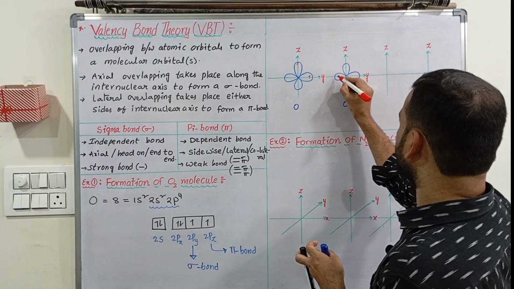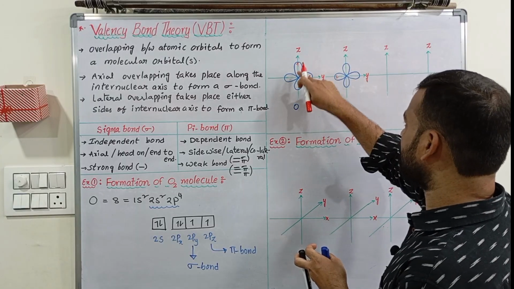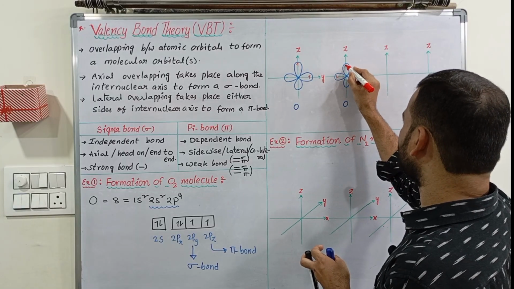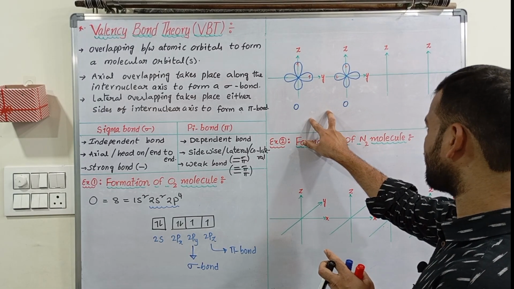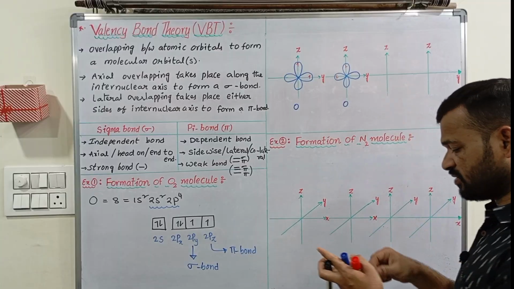Clear? Here also, in this one the electrons should be in the upward direction. In the second one, electrons should be in a downward direction. Understand? Now between these two atomic orbitals, what will happen? Overlapping will be taking place.